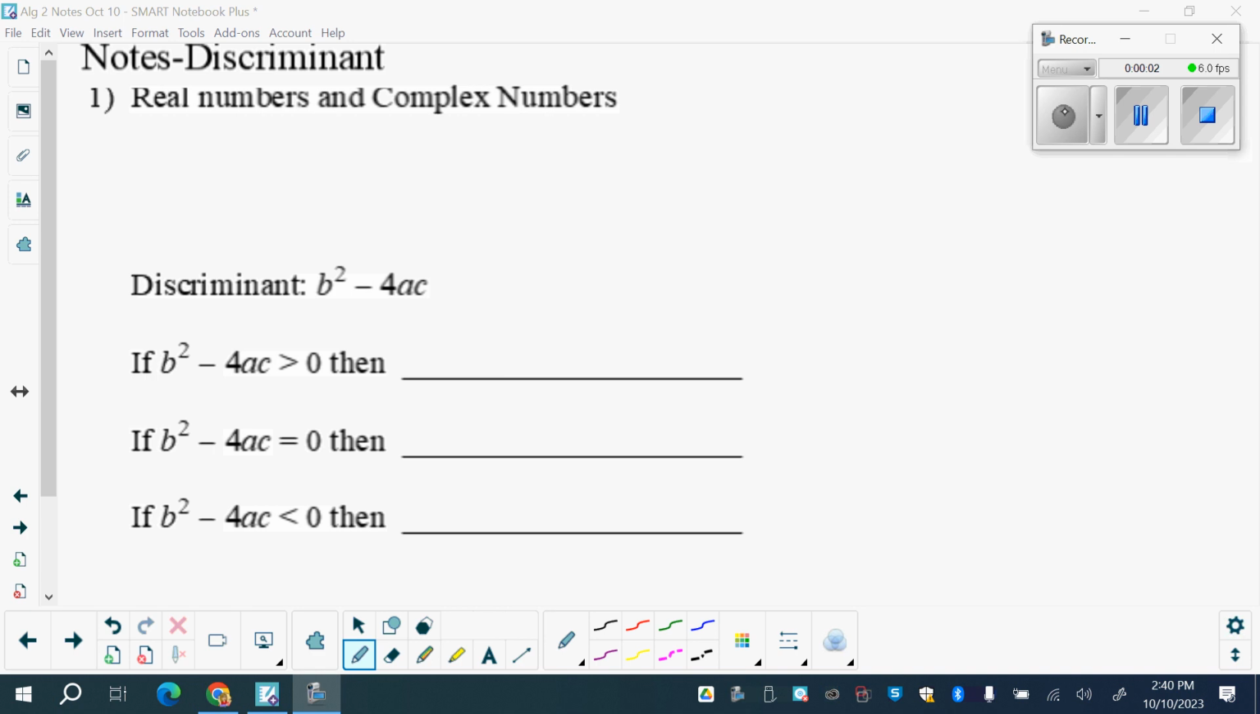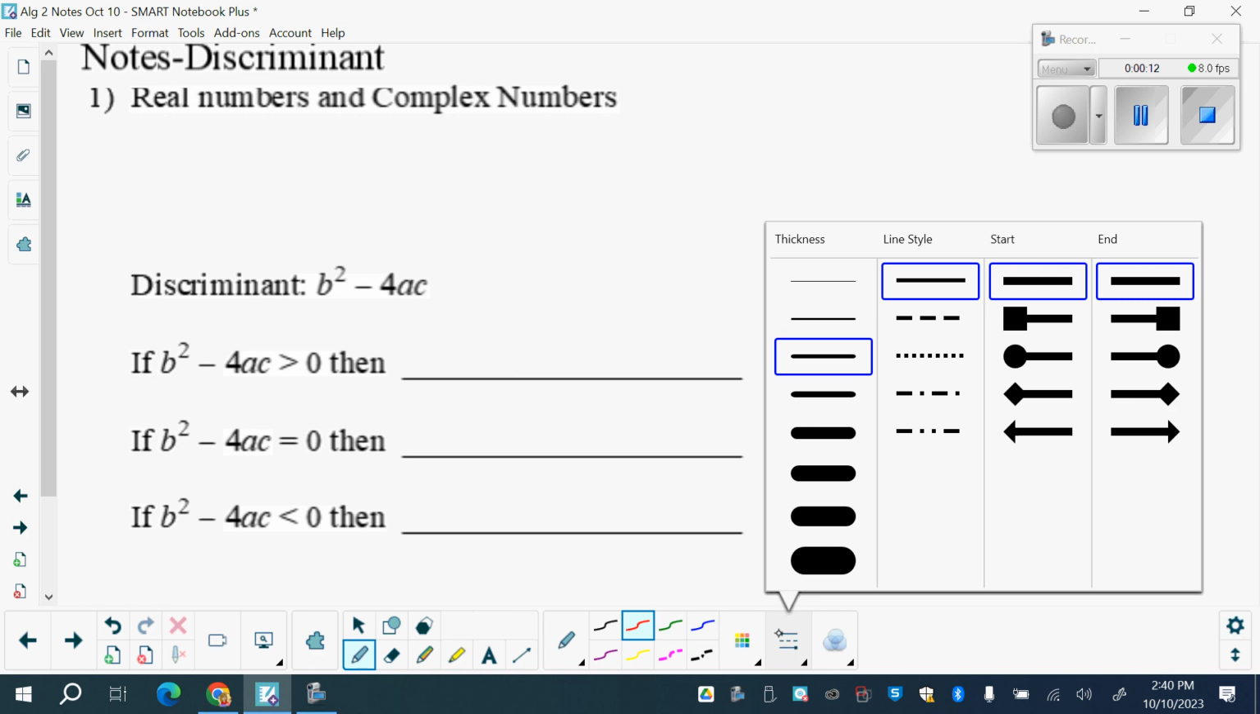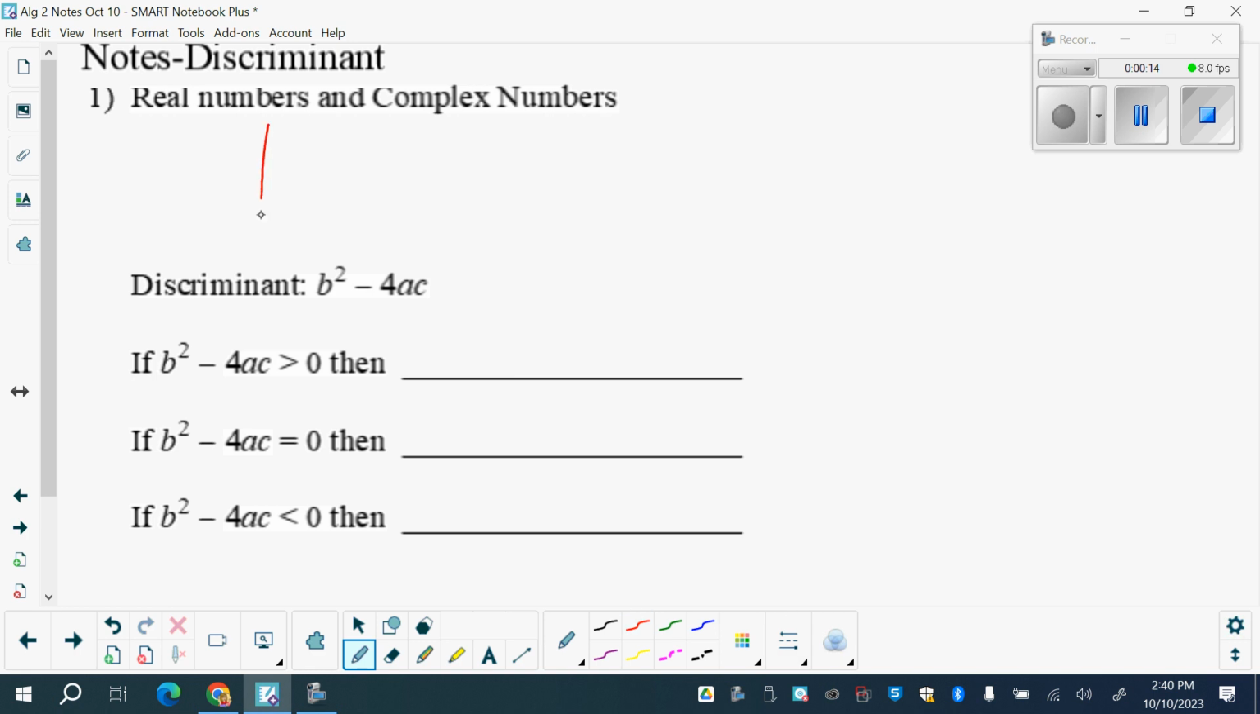So before we talk about discriminant, we need to talk about real numbers and complex numbers again. So let me just draw a picture. So we have real numbers. You may remember what real numbers are. I talked about it at the very beginning of the unit when we talked about complex numbers.